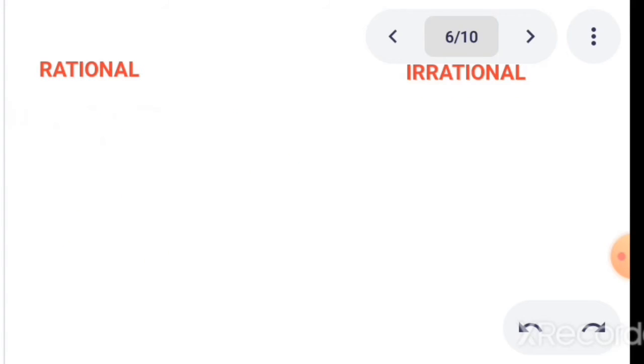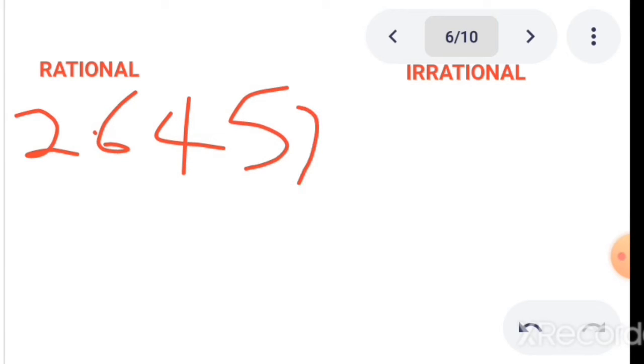What if we had a number like 2.6456763? It never ends. But they are not repeated decimals. They are also not finite decimals. Can this number be expressed as a ratio of two integers? It cannot. Therefore, all non-repeated decimals are irrational numbers.